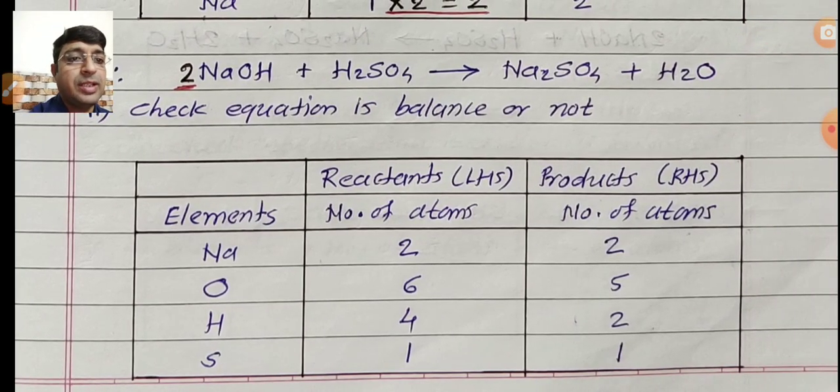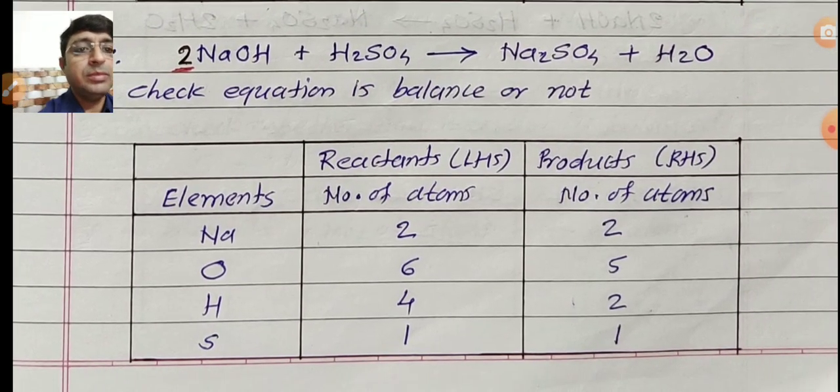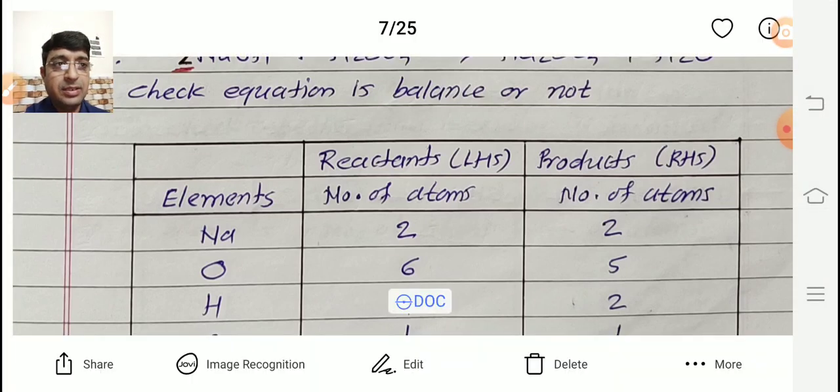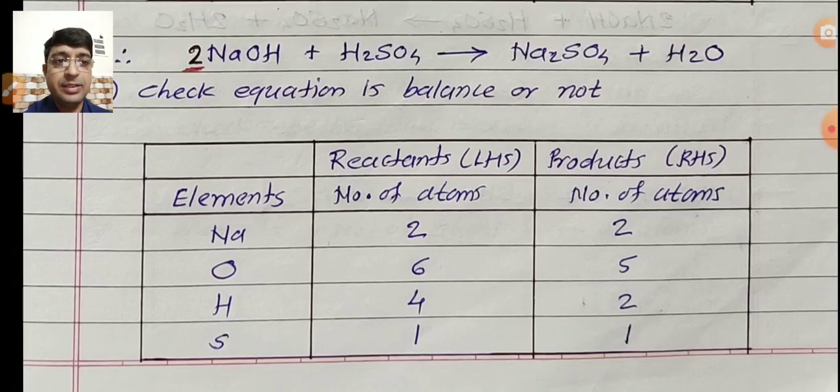Check all the elements again. Sodium: 2 atoms on both sides. Oxygen is not the same: reactant side 6 and product side 5. Hydrogen: reactant side 4 and product side 2. Sulfur: 1 atom on both sides. So up to this step, our reaction is not balanced.